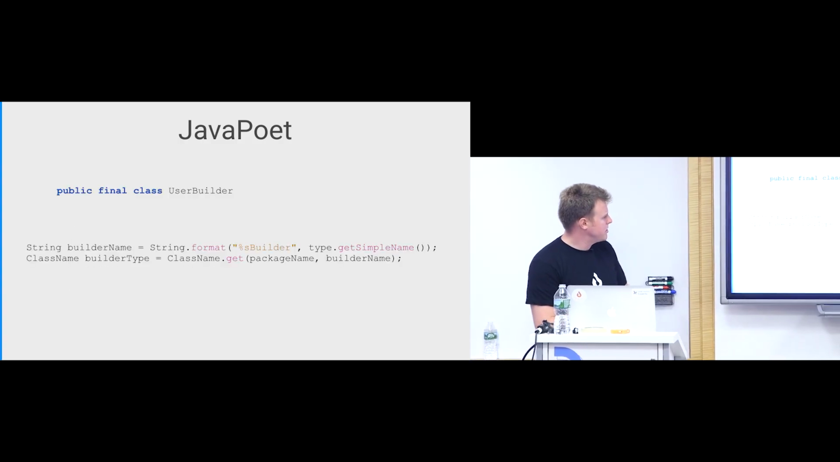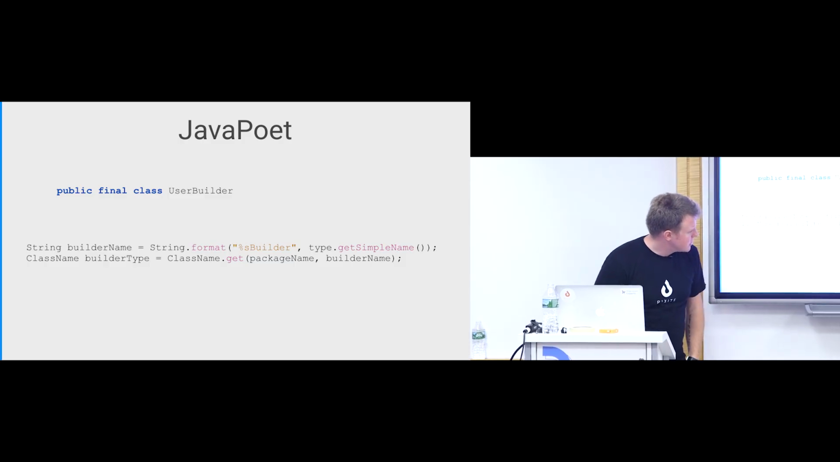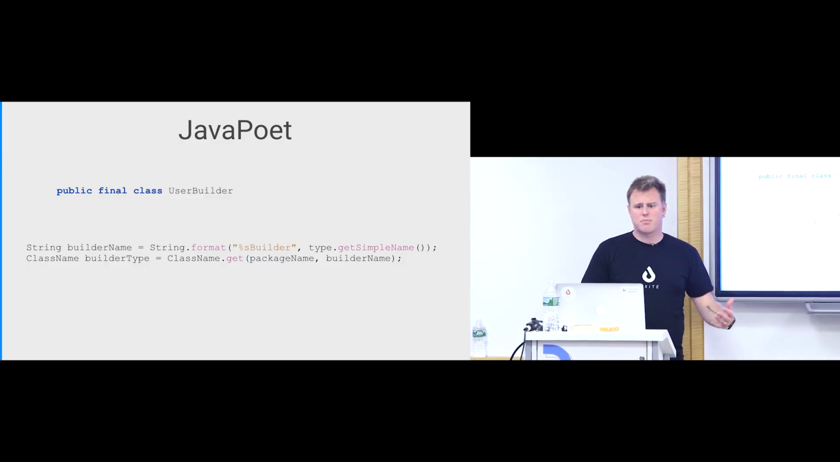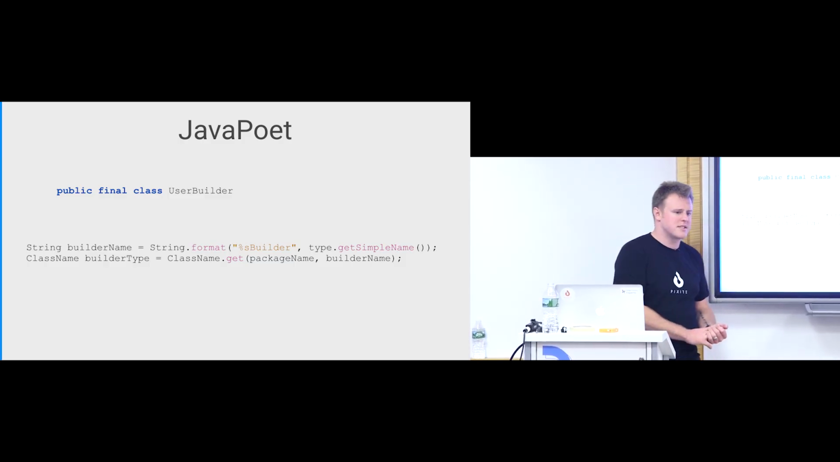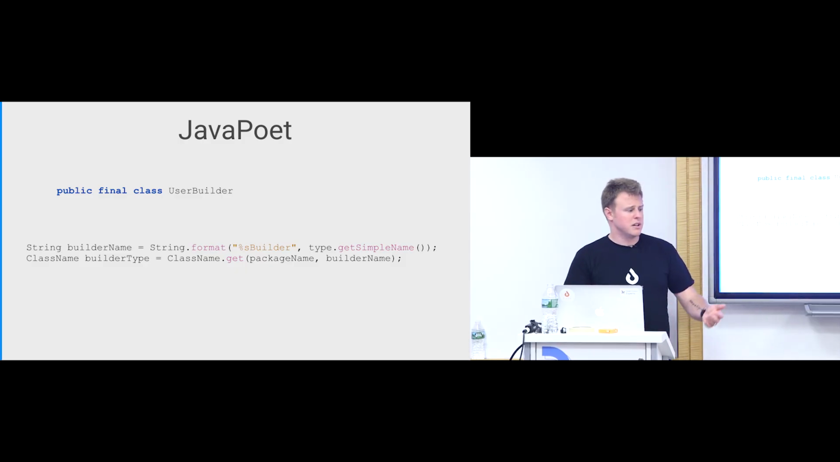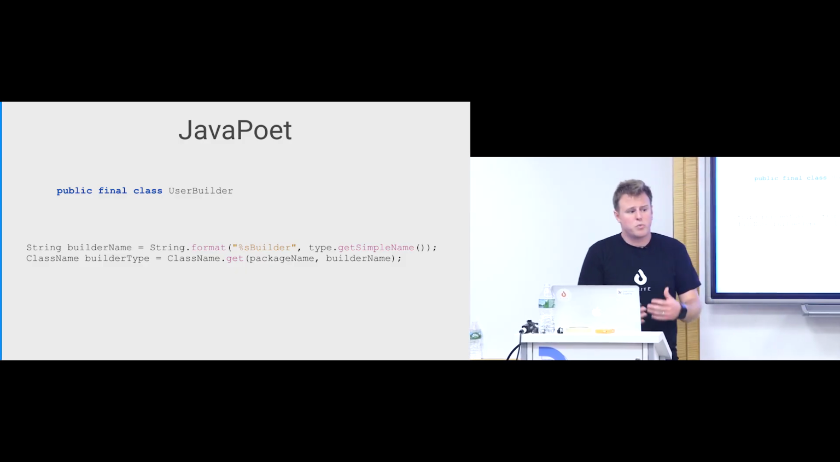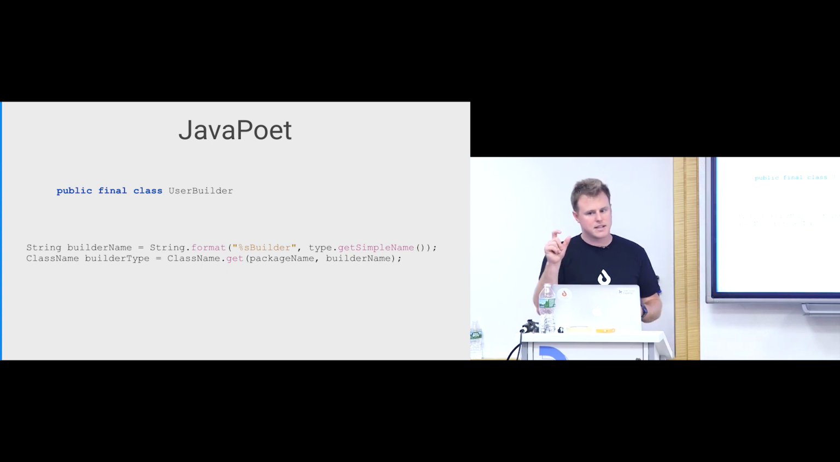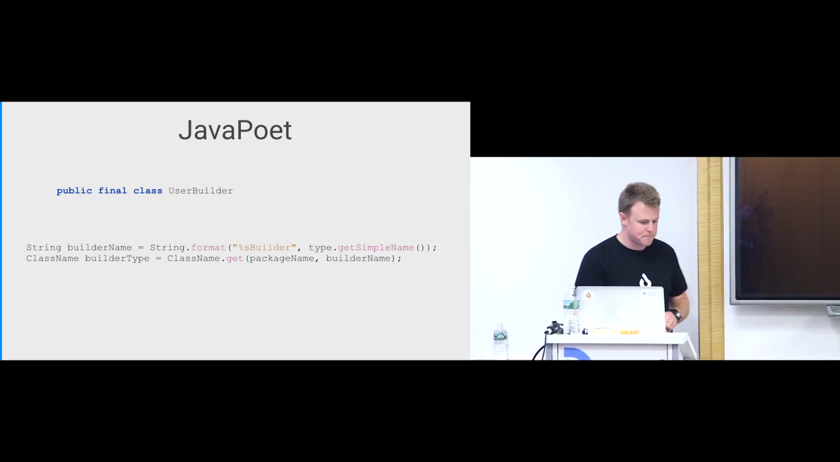So what we do is we get the name. In our case, the annotation processor, in this example, is a user builder. It could be a transaction builder. We don't know what it's going to be, right? It's anything that's been processed or annotated with the builder annotation.